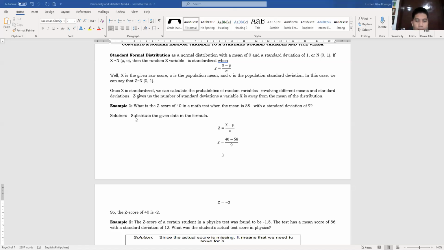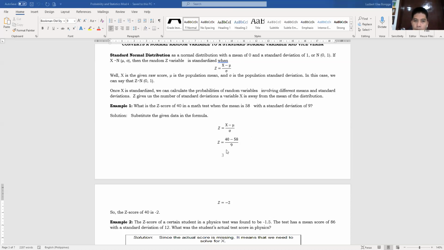Okay, so for example number 1, what is the z-score of 40 in a math test when the mean is 58 with a standard deviation of 9? So we'll have here a given, we'll have here a 40. So ang 40 nato diri, this is our raw score. So this will be our x. Dayon mean is 58. So meaning that is our mu. Then our standard deviation, that is equal to 9.